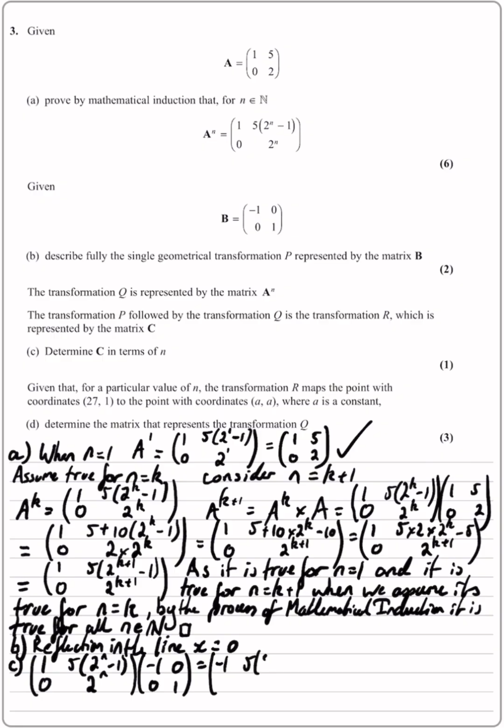That gives us a minus 1 at the front. So minus 1, 5 lots of 2 to the n minus 1, 0, and 2 to the n. For part D, if we multiply that matrix by 27, 1, we get the point A, A.